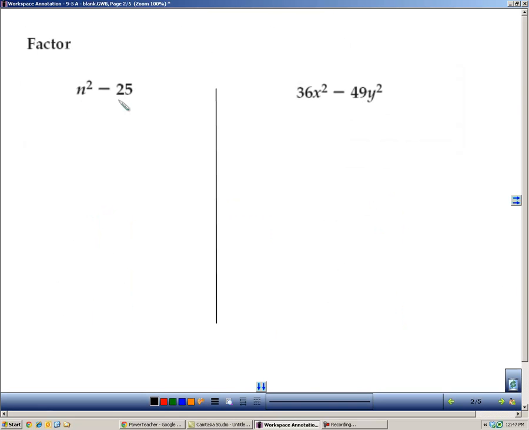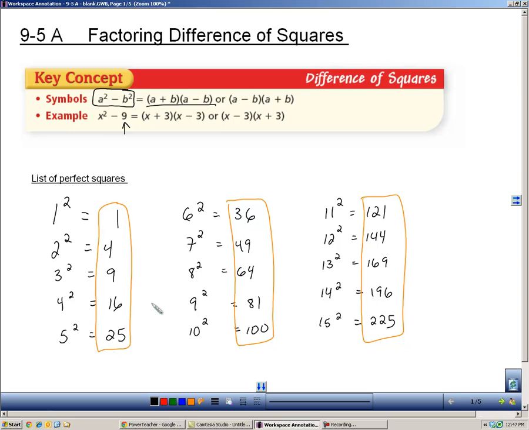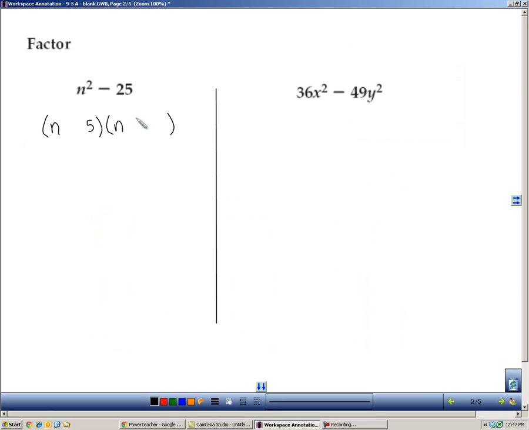Let's take a look at an example. This is a difference of squares because n squared is a perfect square and so is 25. So the question we ask ourselves is, what squared gives you n squared? The answer is n times n. We also ask ourselves, what squared gives you 25? Well, if you look back at the list here, 5 squared gives us 25. So we put a 5 in the first one and the second one. We make one of these binomials a plus and one a minus. And that is how you factor a difference of squares.